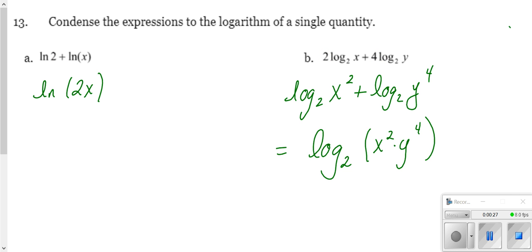So here are my answers for question 13A and B, right? My numbers in the front became exponents. And then when I have addition, that is going to become multiplication.